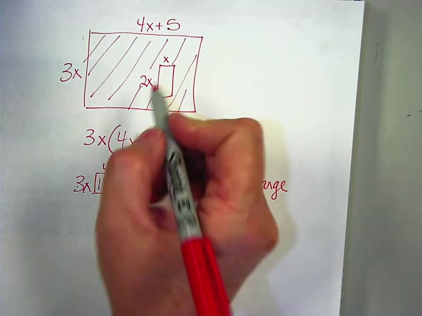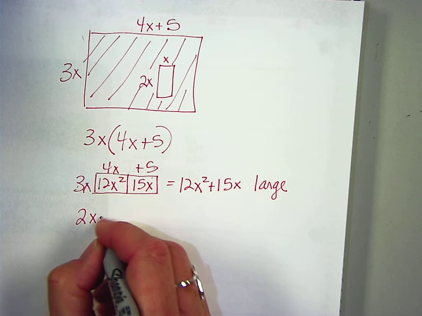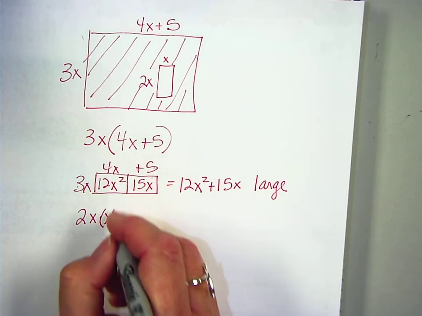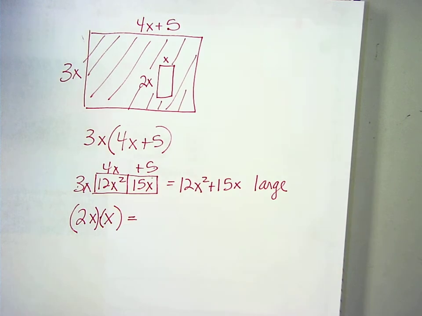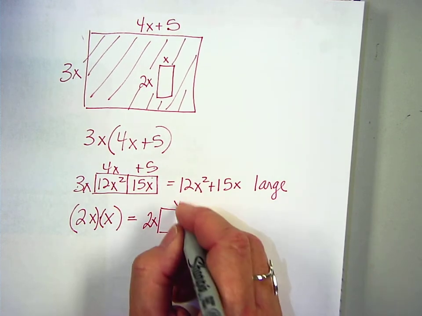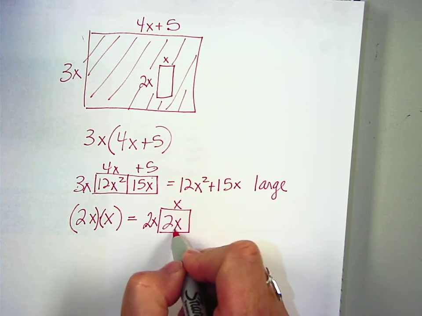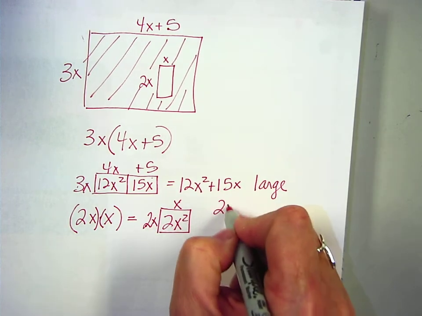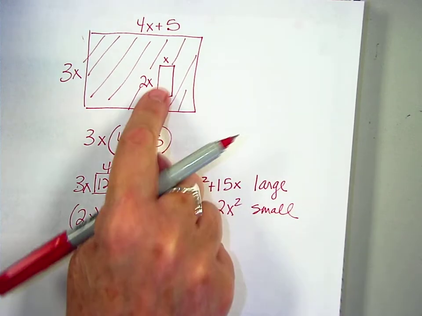And the area of the small rectangle is length times width, which is 2x times x. Monomial times a monomial. You could do this if you wanted to. And it would just be 2x squared. That's the area of the small rectangle.